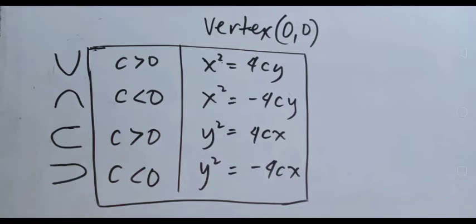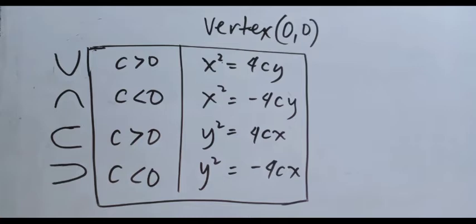And we have the standard equations for the parabola. So if the standard equation of a parabola is given by x squared is equal to 4cy, meaning our c is greater than 0 because it is positive, so our parabola opens upward. If our equation is given by x squared is equal to negative 4cy, our c here is less than 0 because it is negative, so the parabola opens downward.